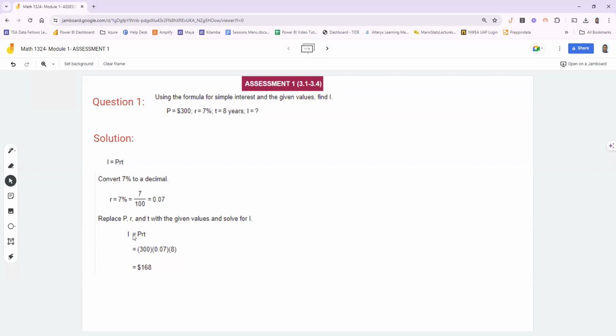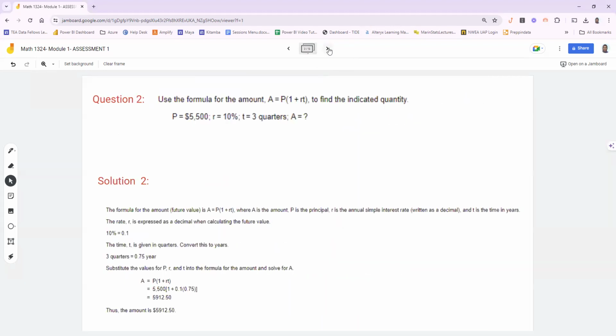So in order to find the interest you're going to earn over these settings, principal money is $300, rate is 0.07 as a decimal, time is 8 years, and when you multiply these three numbers, you're going to find out that the answer you're looking for, number one, is $168 for these numbers.